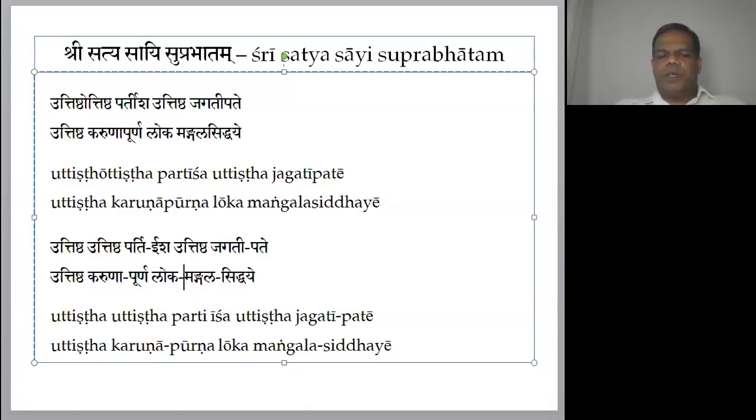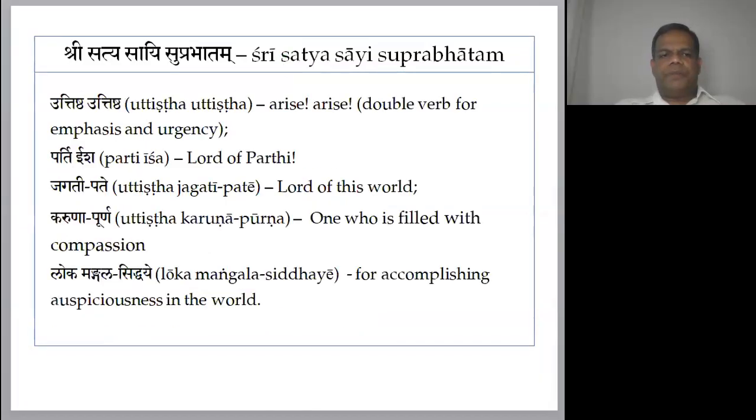We will look at the word to word meaning now. Uttishta. It appears twice. Uttishta means arise. Tishta is to stand. Uttishta means get up and stand, type of meaning. Arise and arise. Double words are usually used in Sanskrit for emphasis and also to show some urgency. We should not delay in waking up. Uttishta, uttishta.